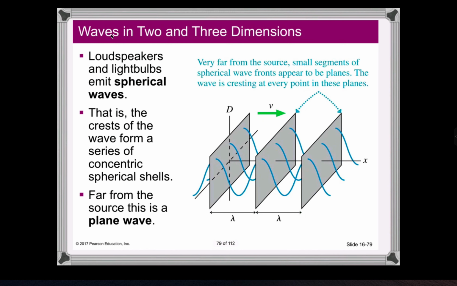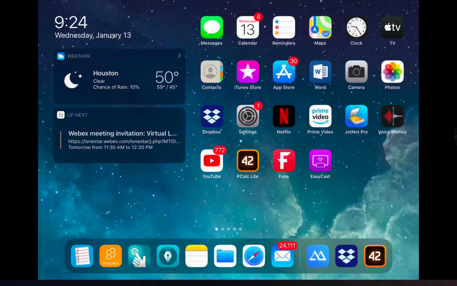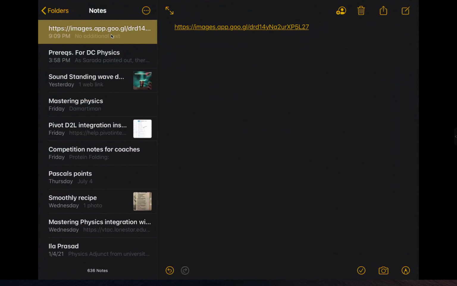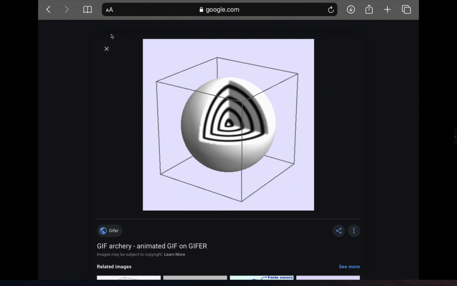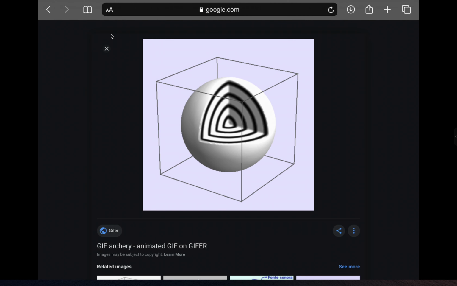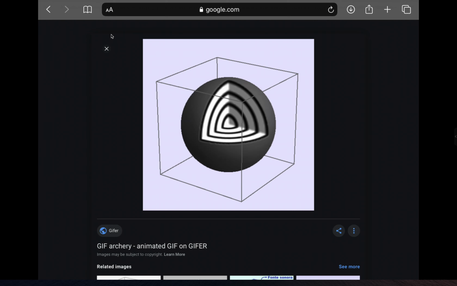So I have a little picture of that, or a little movie of that. Not here, sorry. Here. You can see here they're depicting maybe in black the crest and in white the trough of the wave, and the waves are propagating in the middle of this sphere, and they're propagating out. So this is what we call a spherical wave.